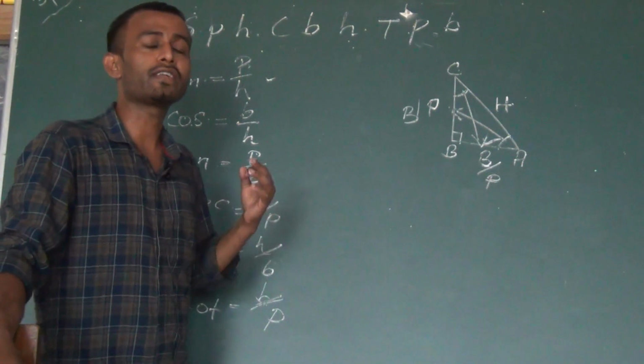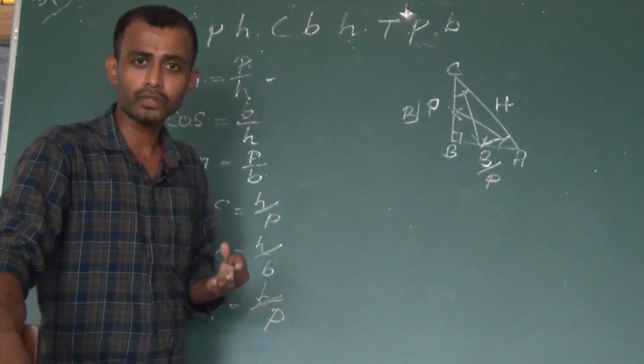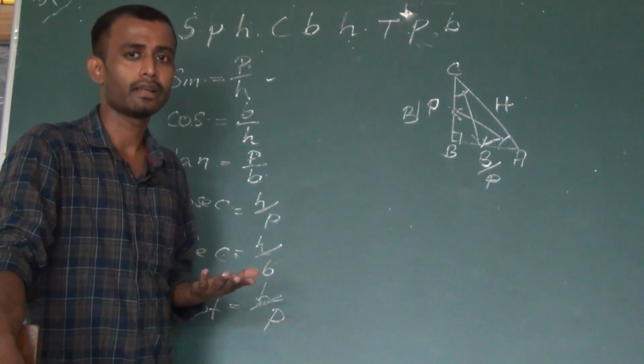Now, Pythagoras theorem, we have done the formula. Pythagoras theorem, what is the formula? Hypotenuse square is equal to opposite square plus base square. That's the formula, right?